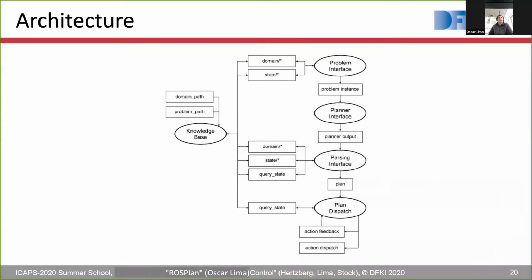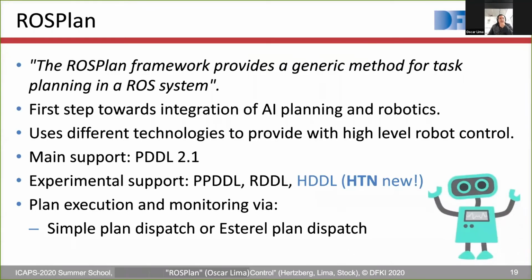So this is the architecture of ROSPlan. You have five main nodes. Gerard, yeah, sorry, there is another way to dispatch plans. Yeah, this will be the dispatch for probabilistic planners. If you use Riddle, then you have to use this dispatcher, of course, for dispatching probabilistic actions.